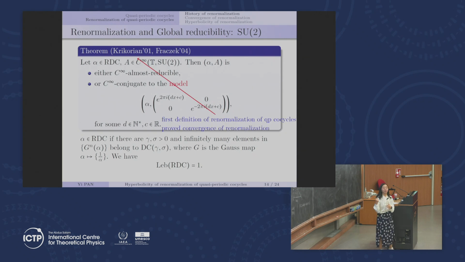And how did they prove it? In the paper of Krikorian in 2001, he first defined the renormalization of quasi-periodic cocycles, and he proved the convergence of renormalization of SU(2) cocycles. And the key to proving convergence of renormalization is a so-called a priori bound. And for SU(2) cocycles this is rather imaginable because the group itself is already compact.